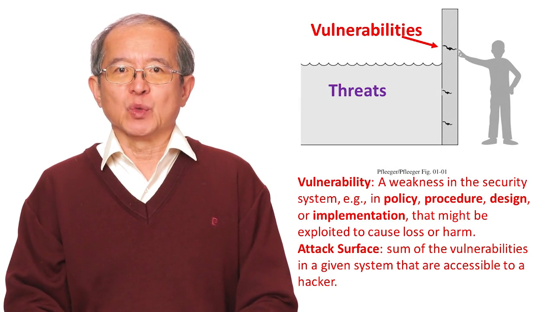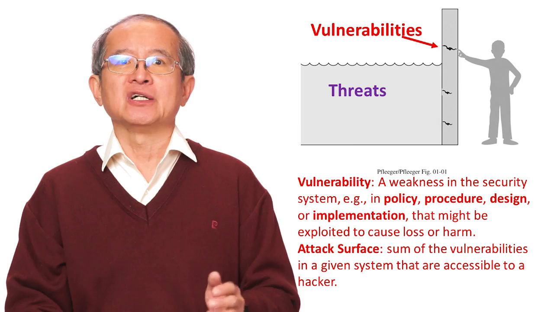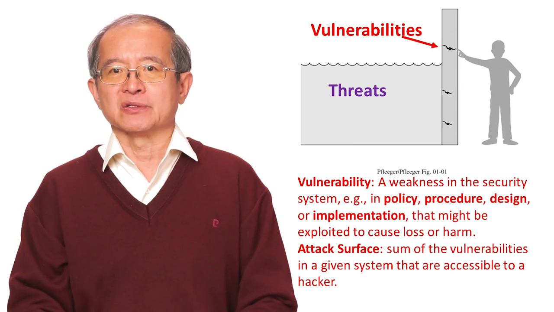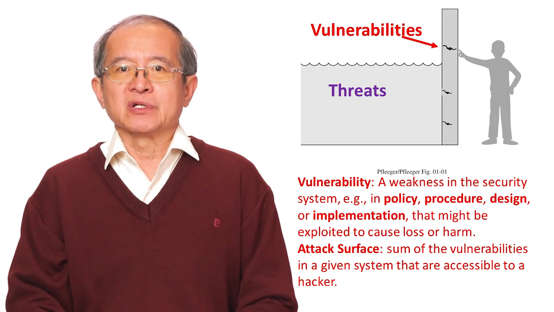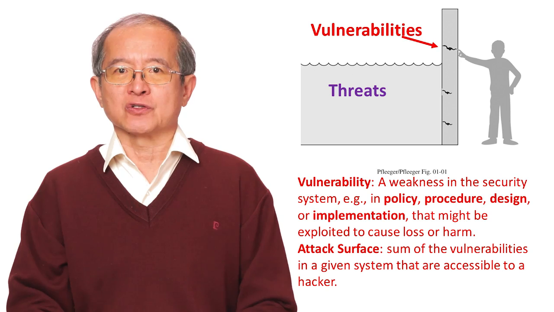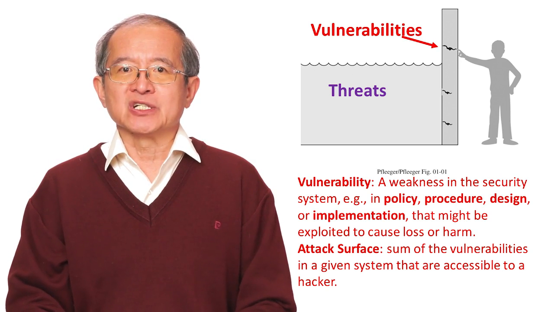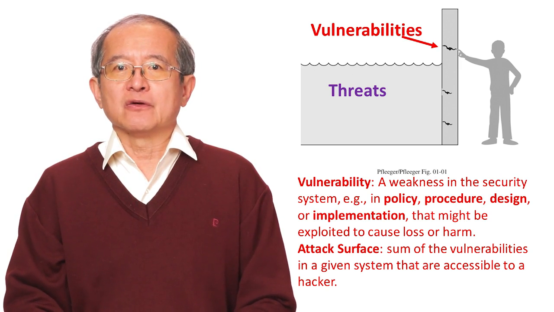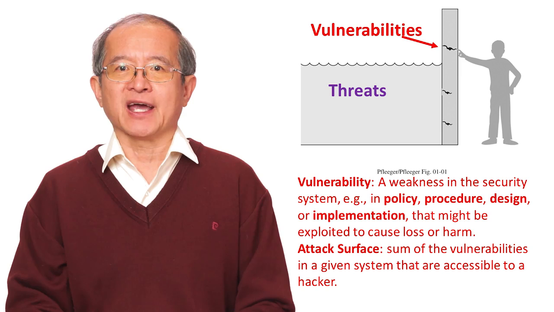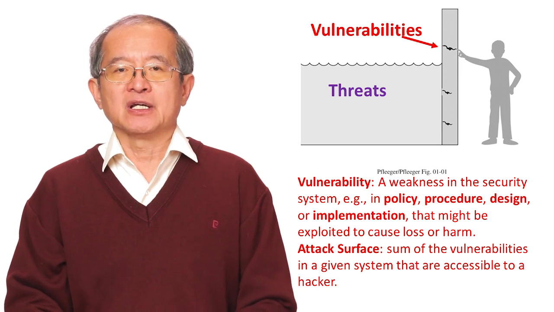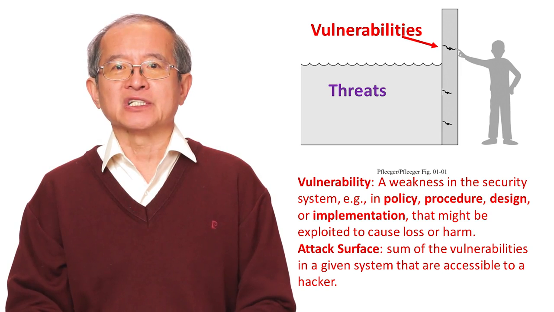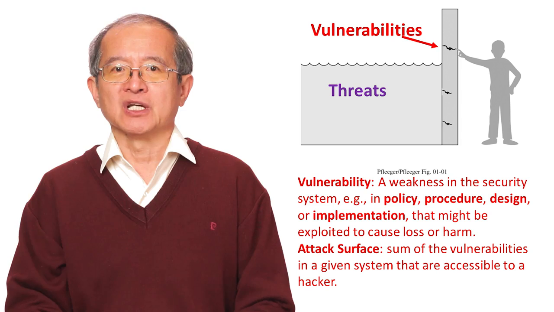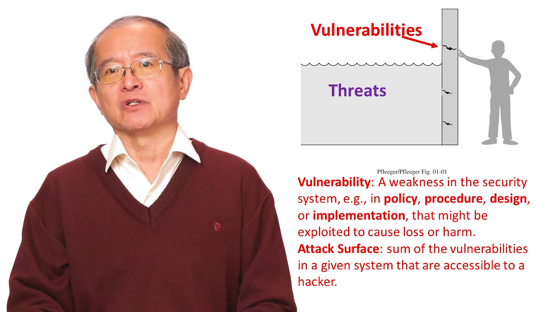Vulnerability is defined as a weakness in the security system. It can occur in the policy, procedure, design, and implementation of the system. They may be exploited to cause harm and loss. Vulnerabilities of a system need to be carefully considered and evaluated from the perspective of cyber attacks or cyber defense. In this class, we will learn how to examine the system from the hackers' and cyber attackers' point of view, not just from the defense point of view.